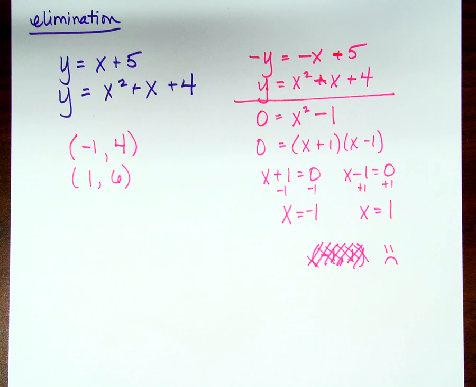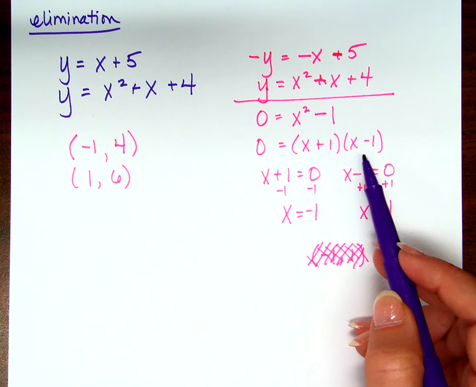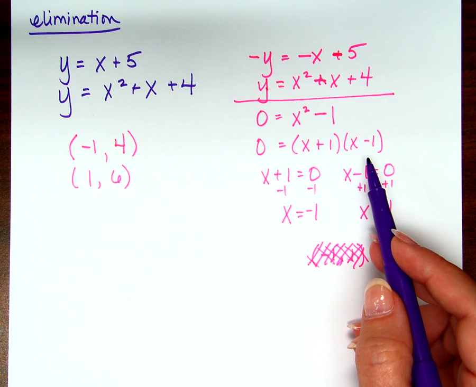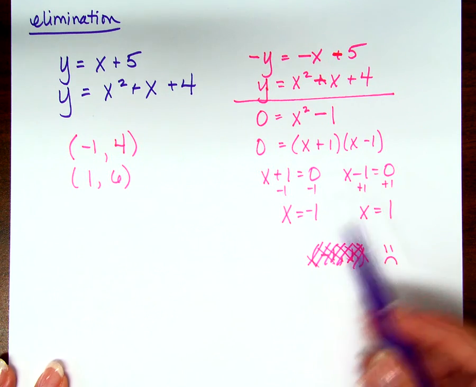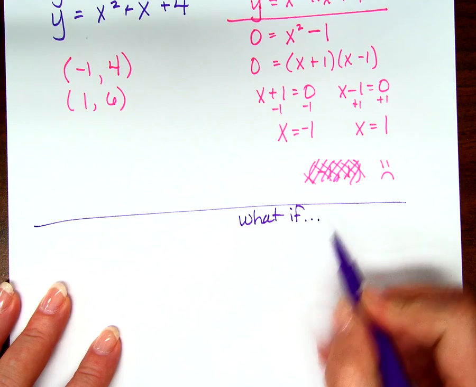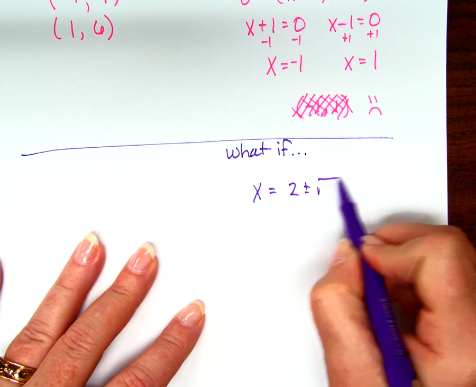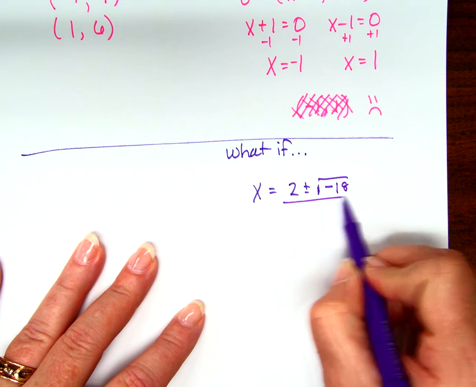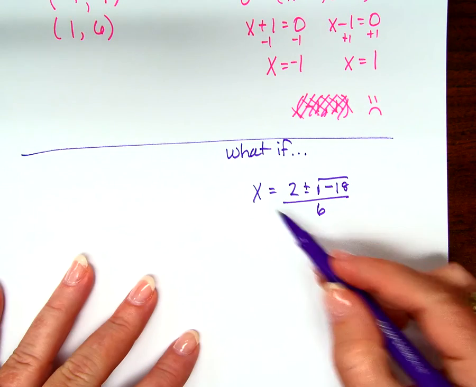For real? Okay. Let me ask you a quick question, though, before we're done. What if I get to this point and decide I need to factor it, like we did here, and I try to factor and it doesn't work? What should I try? Quadratic formula, right? Definitely quadratic formula. What if I'm doing my quadratic formula? Here's a what if. What if I'm doing my quadratic formula and I get x equals 2 plus or minus the square root of negative 18 over 6? Right? I've done all my work correctly and I end up here.